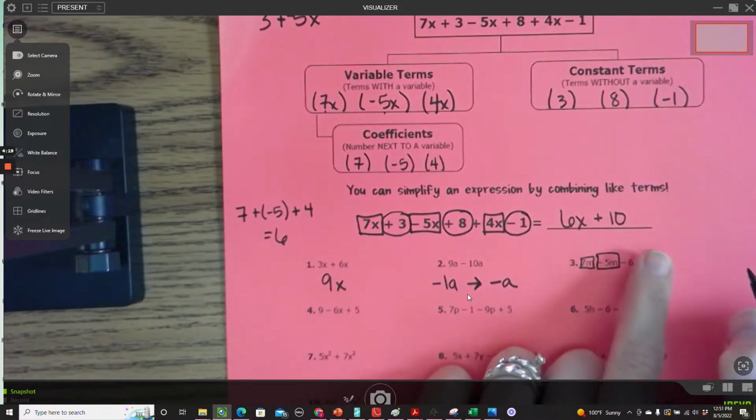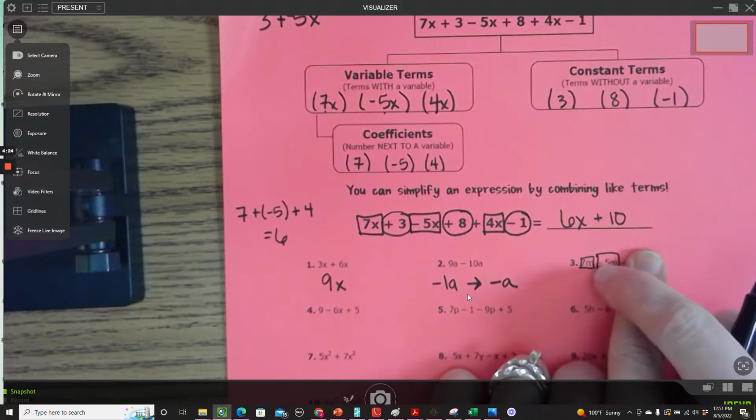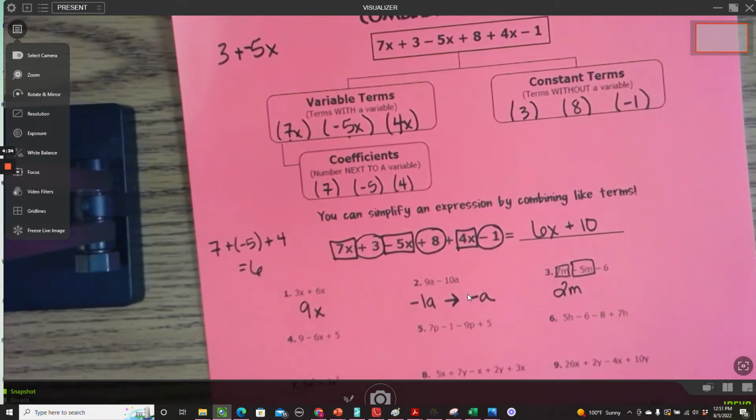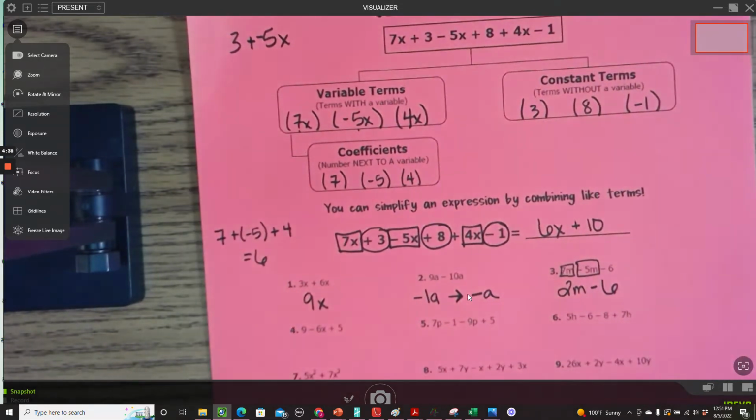Minus 6 here does not have any like terms, so I'm going to focus on my two like terms, 7 and a negative 5. So I can do 7 plus negative 5, or I can just do 7 minus 5, which gives me a 2. I tack the m on to the end, and then I subtract the 6. There's nothing to combine it with.